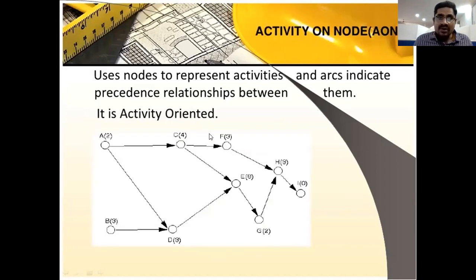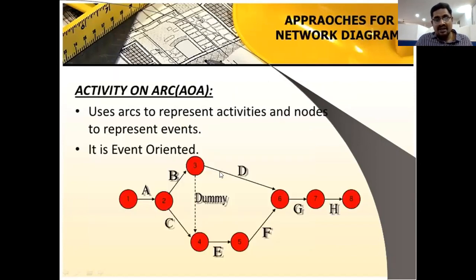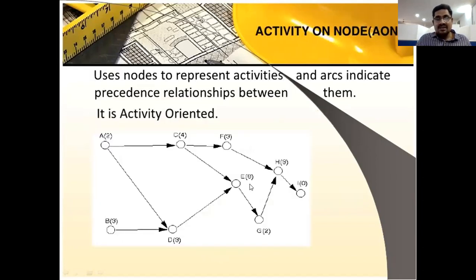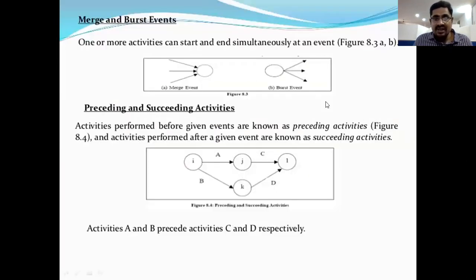But in the second method, AON, activity on node, we give the names to the nodes, that is, to the events. That is called activity on node. We do not give names to the arrows, just to the events. In AOA, we give names to the arrows, not to the nodes. That is the difference between these two methods. Next, we discussed merger event and burst event, right?